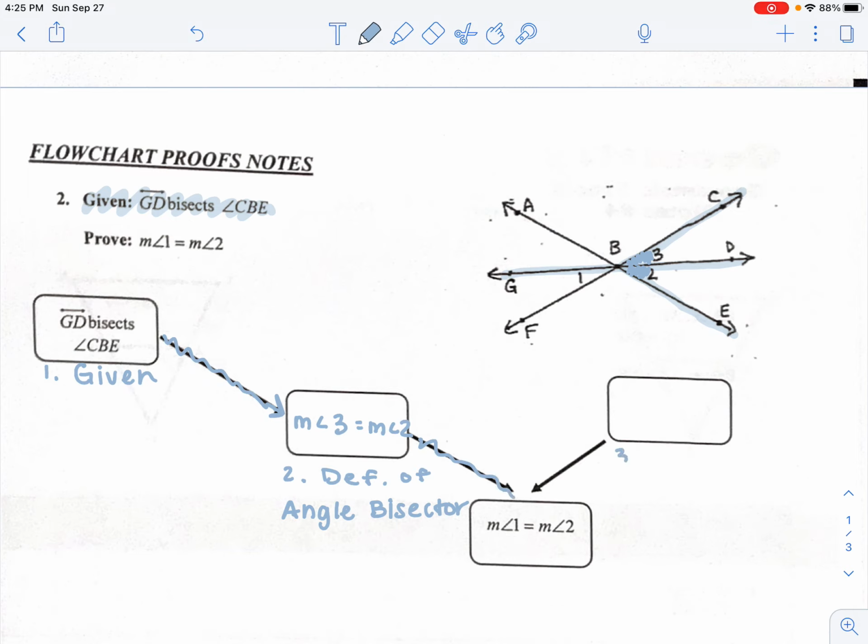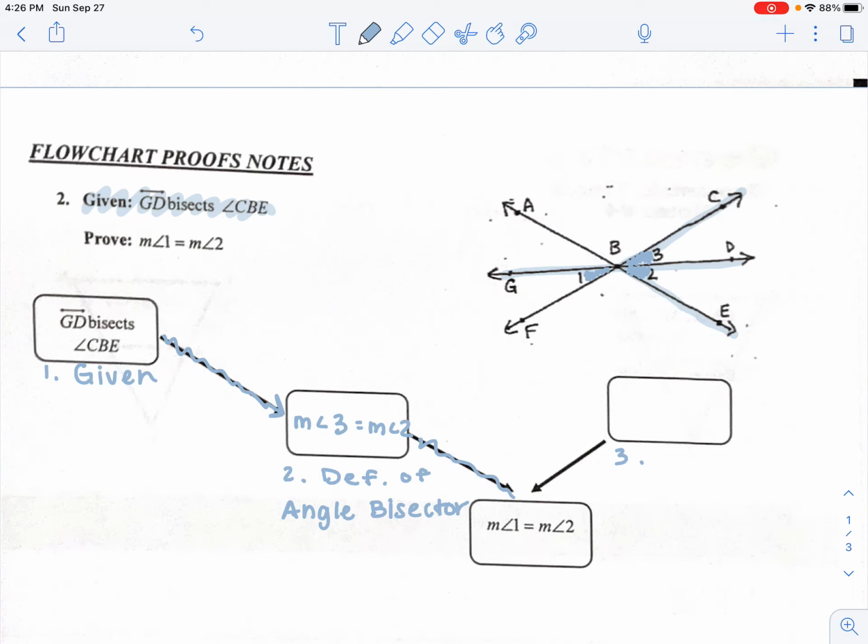It comes down to this one. But this one has another arrow, so we got to come up here. It's an empty box there. Our goal is to prove that angle 1 and angle 2 are the same. So we have to somehow bring in angle 1 to this proof. If you look at angle 1, how does angle 1 relate to any of the previous angles that we have there?